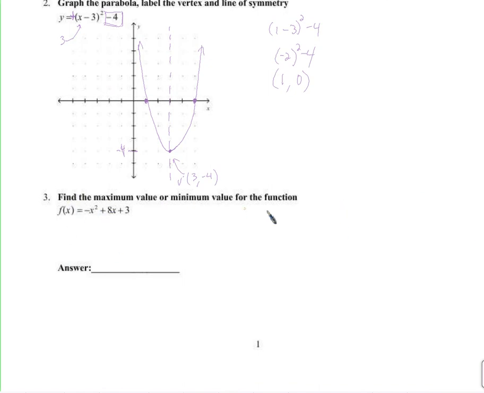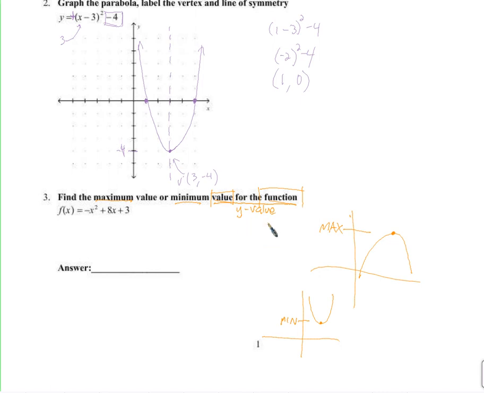Find the maximum or minimum value of the function. Okay, the maximum or minimum value of the function. We know this is a parabola, so if it opens down, whatever the y value is at the top, that's the maximum. If it opens up, then it has a minimum. The point here is the maximum or minimum value for the function. The value for a function is always the y value. Functions turn inputs into outputs. So the value of a thing that turns inputs into outputs is the output. The output is the important part of a function.